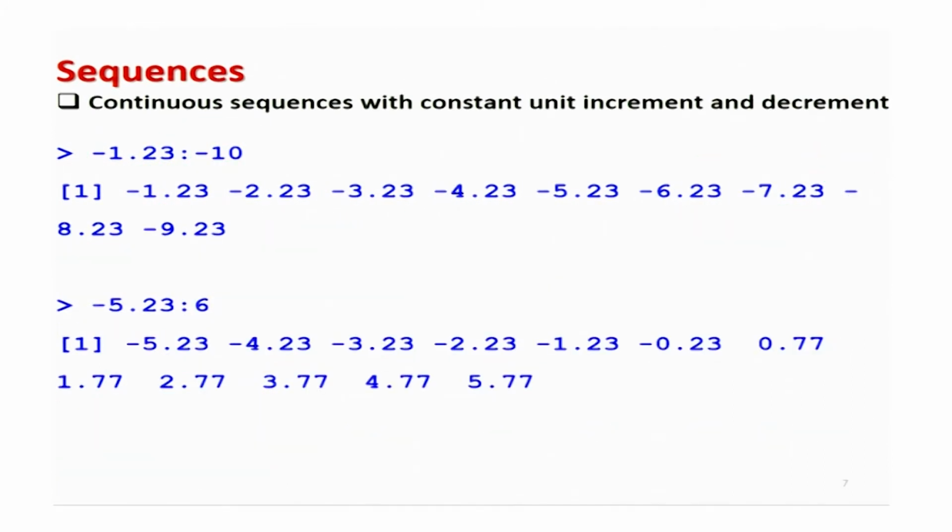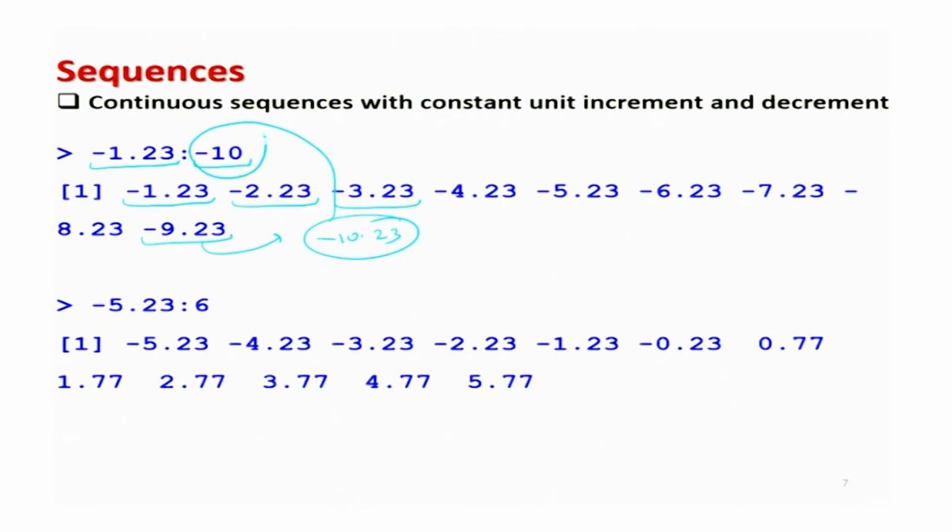Similarly, let me take one more example with negative values, similar to the example I just showed you. Suppose I take a sequence beginning from minus 1.23 and ending at minus 10. What will happen here? It will begin at minus 1.23, minus 2.23, then minus 3.23, up to minus 9.23, and after that the next value is minus 10.23. But the value up to where the sequence has to end is minus 10, so this value will not be included. The sequence will start at minus 1.23 and finish at minus 9.23, because the next one is smaller than minus 10.